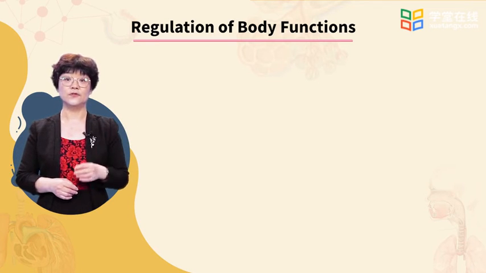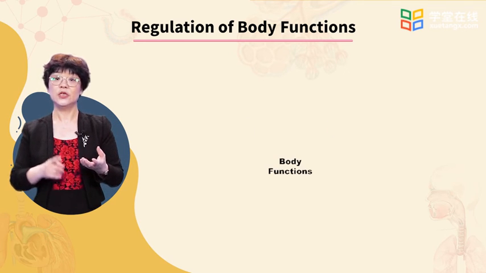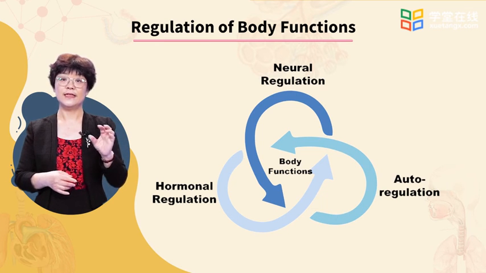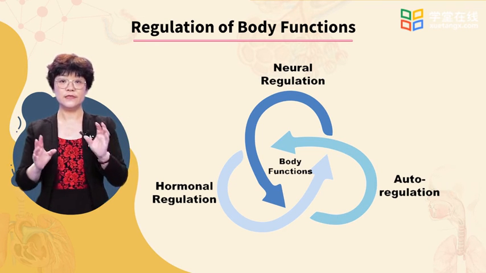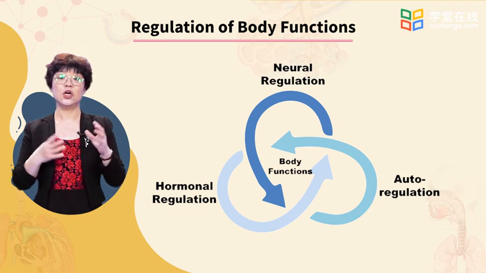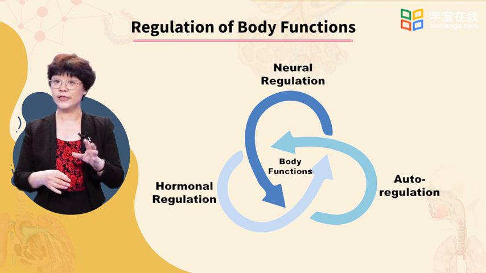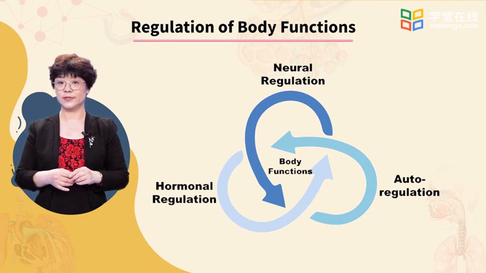As we know, normal body functions require the integrated actions of cells, tissues, and organ systems. The regulation of body functions aims to maintain homeostasis. There are three types of functional regulation in the body: neuroregulation, hormonal regulation, and autoregulation. At the level of the whole body, these three types of regulation are closely associated with each other, and they work cooperatively to maintain homeostasis.